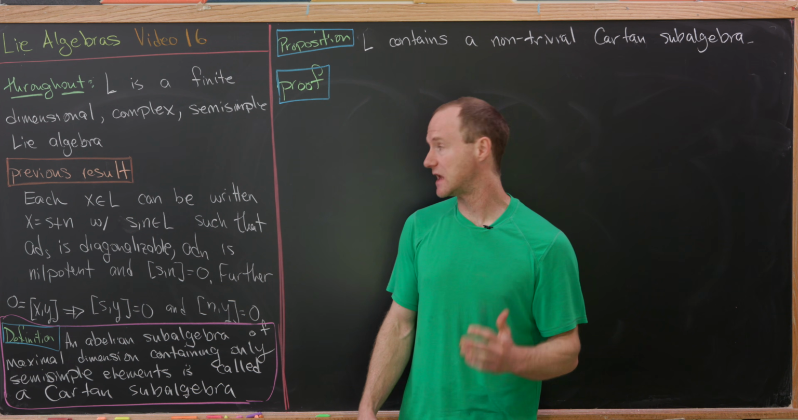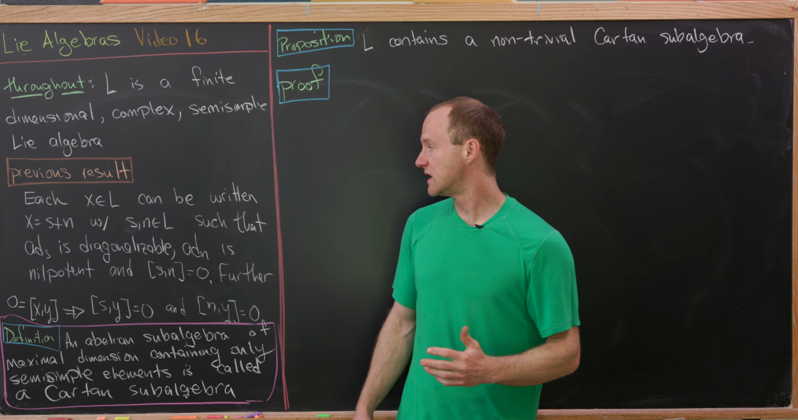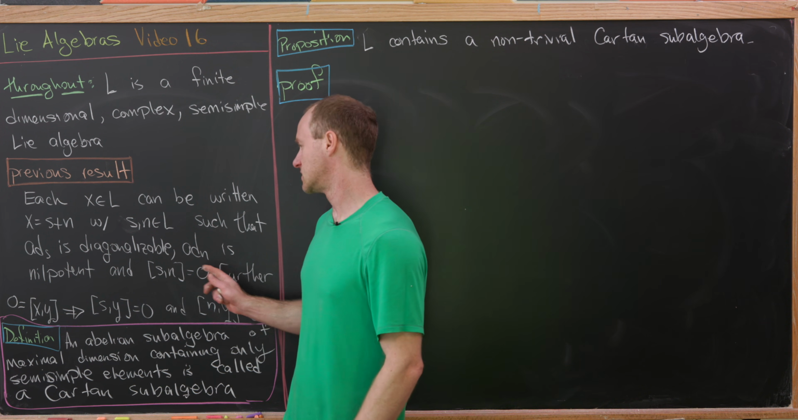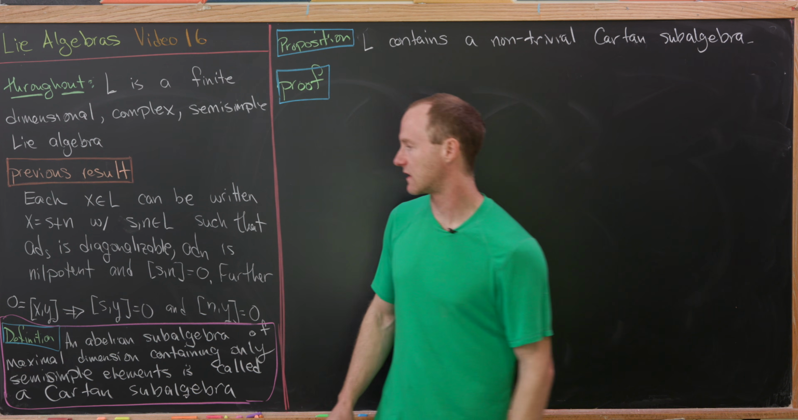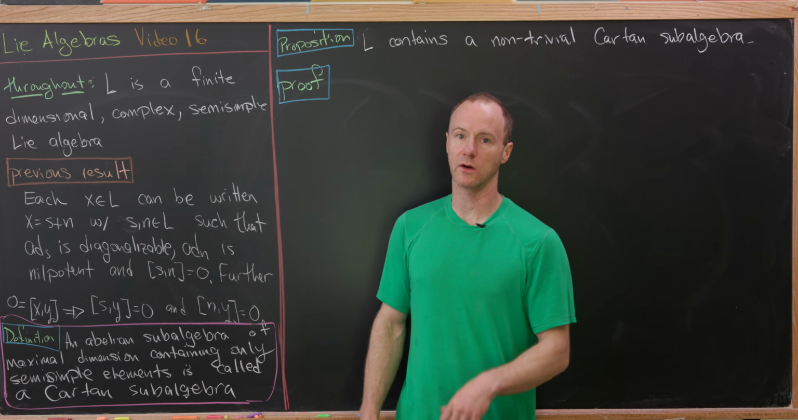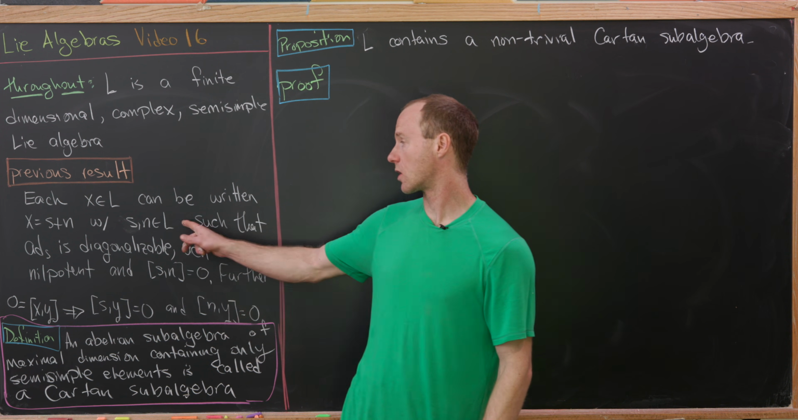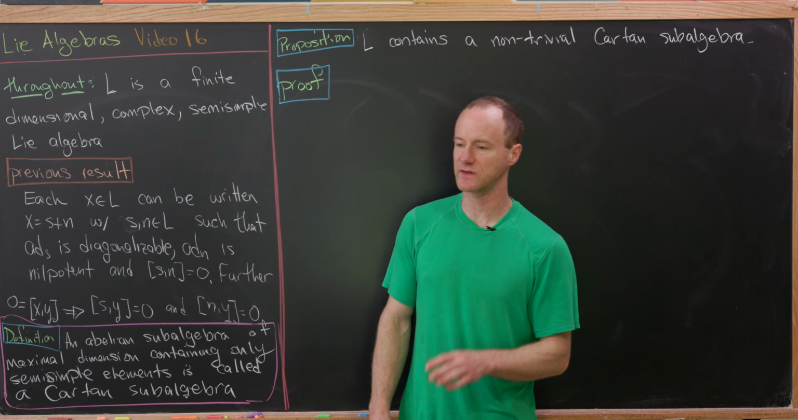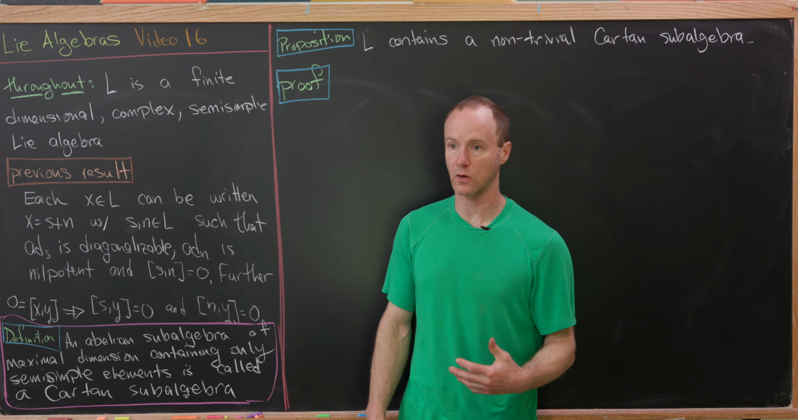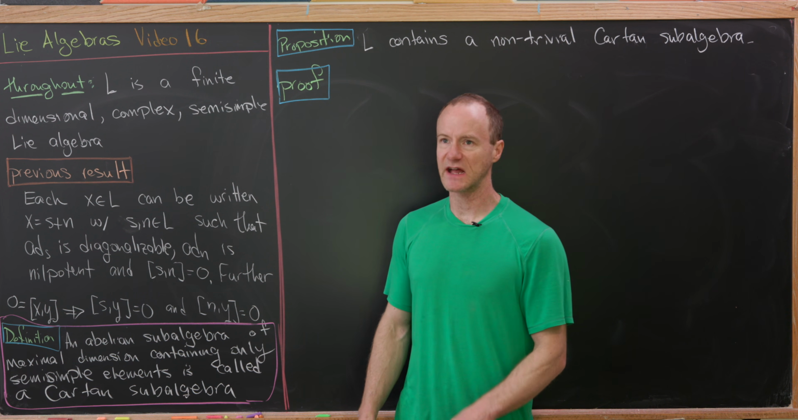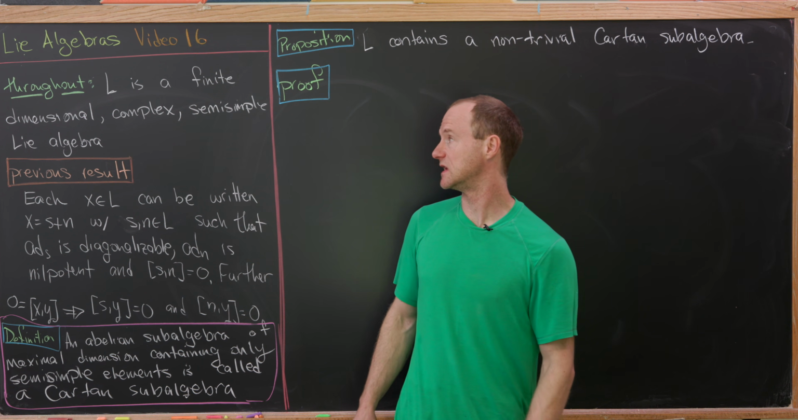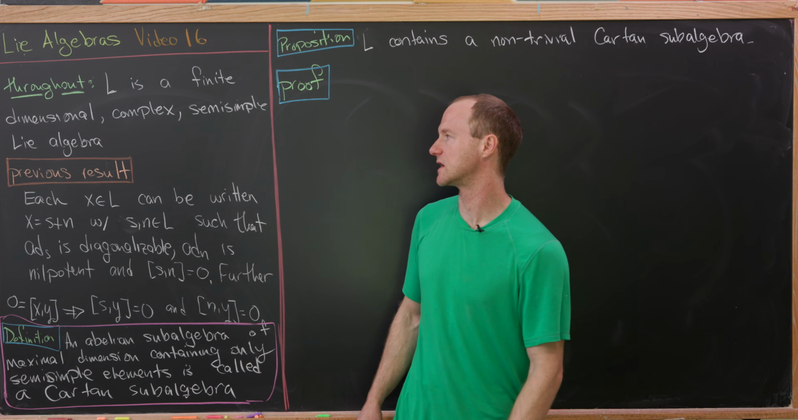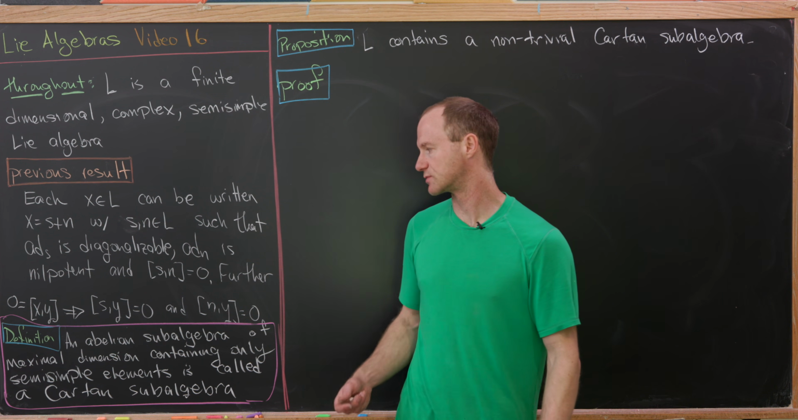The important thing here is that ad x is written with a diagonalizable and a nilpotent part, where those parts are also in the Lie algebra. So that's something that is not always guaranteed. That's where the fact that we're over a complex semi-simple finite dimensional Lie algebra comes into it.